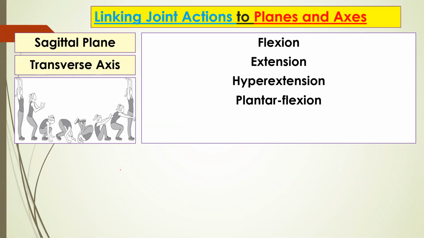Plantar flexion, so pointing the toes forward and down. Dorsiflexion, pointing the toes back up towards the knee. All of those movements can happen through the sagittal plane. As soon as you know it's the sagittal plane, you should remember then it's the transverse axes.